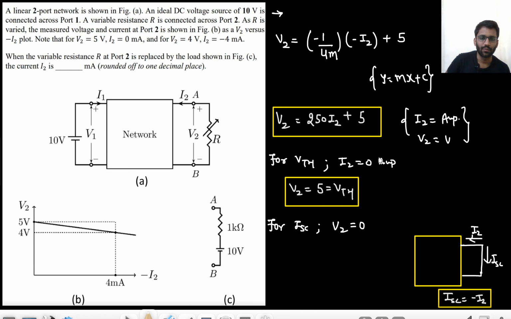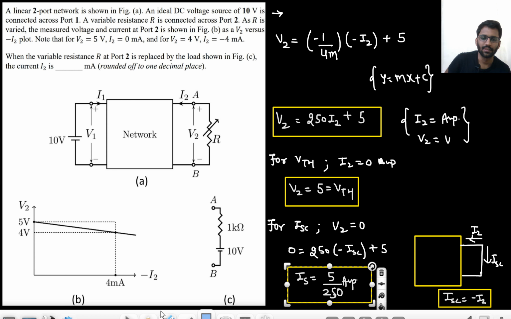Okay. So what we have calculated, we have to put V2 equals to 0. So 250 and I2 is negative of ISC. So here I will put minus ISC plus 5. I2 plus minus ISC plus 5. Yeah, okay. So ISC you are getting is 5 by 250 ampere, right? 5 by 250 ampere. This is what you are getting as ISC.